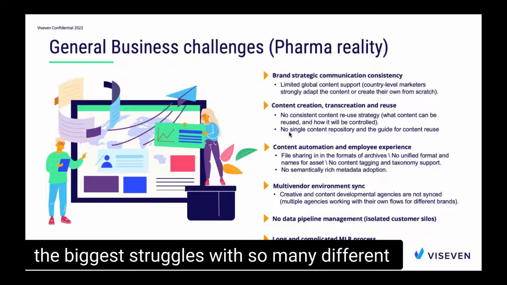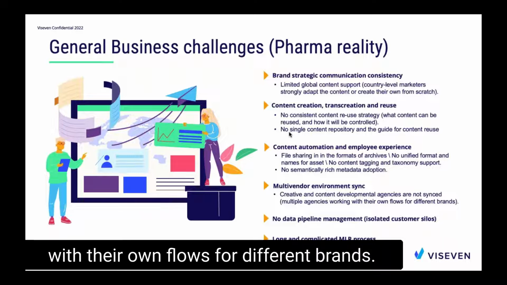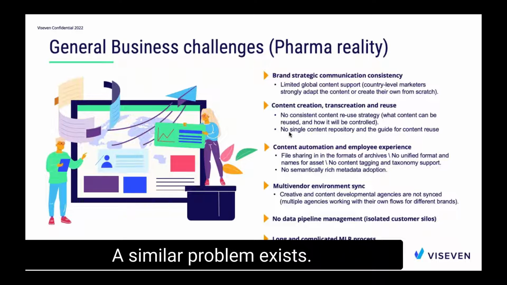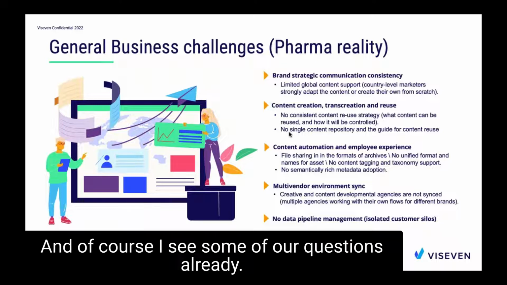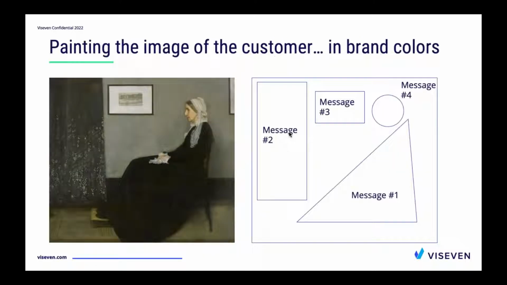With so many different agencies that work within the content, these agencies are not synced and work with their own flows for different brands. A similar problem exists. So pipeline management is really what many customers need. And of course, as I see from some of our questions already, MLR approval is always a long and tedious process.